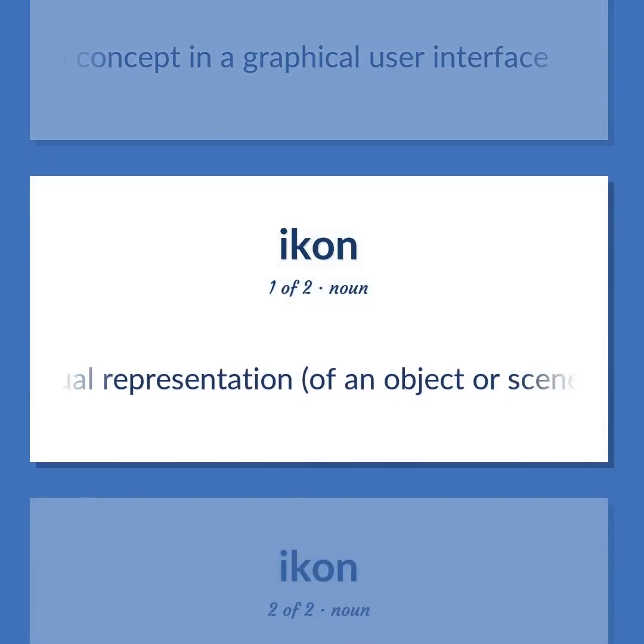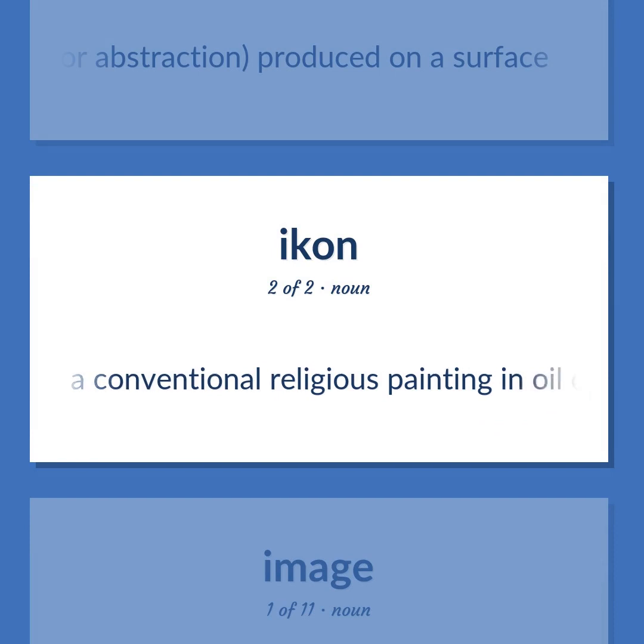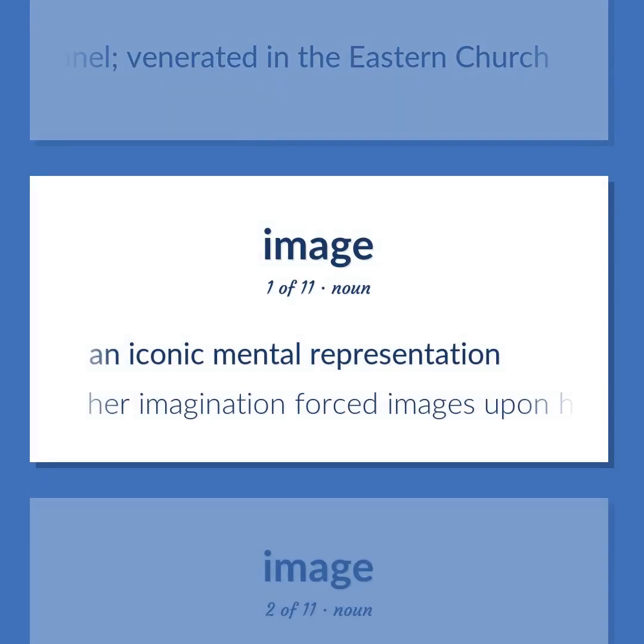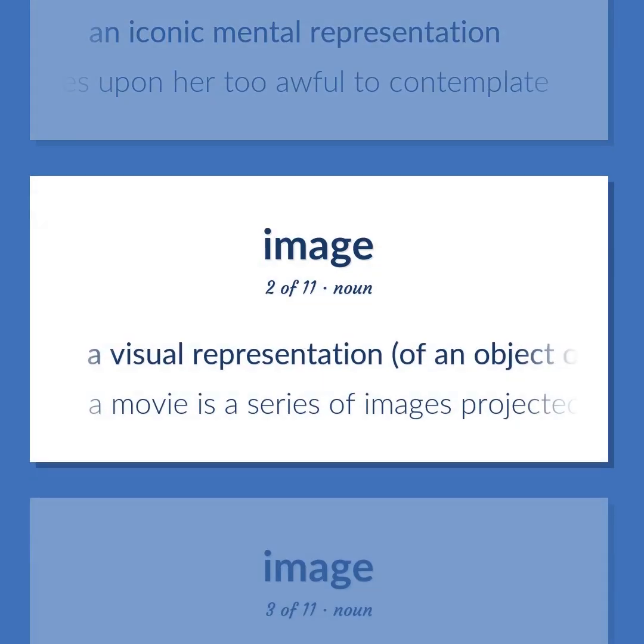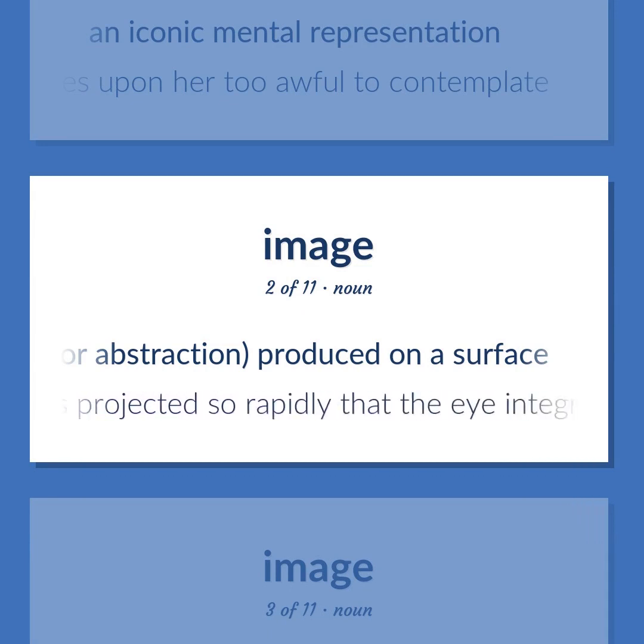A visual representation of an object or scene or person or abstraction, produced on a surface. A conventional religious painting in oil on a small wooden panel, venerated in the Eastern Church. An iconic mental representation. Her imagination forced images upon her too awful to contemplate. A movie is a series of images projected so rapidly that the eye integrates them.